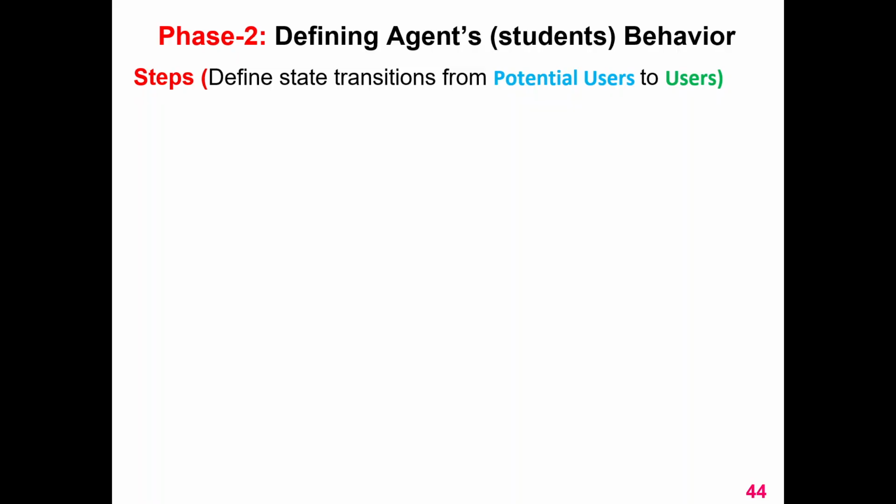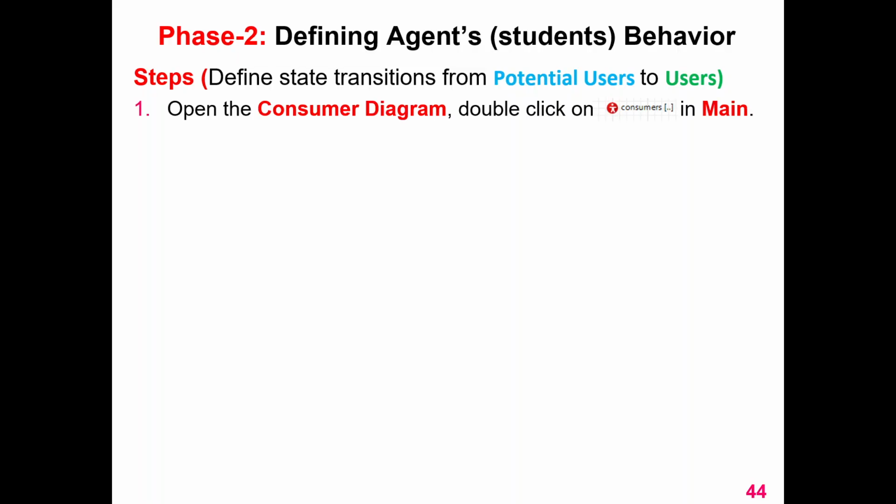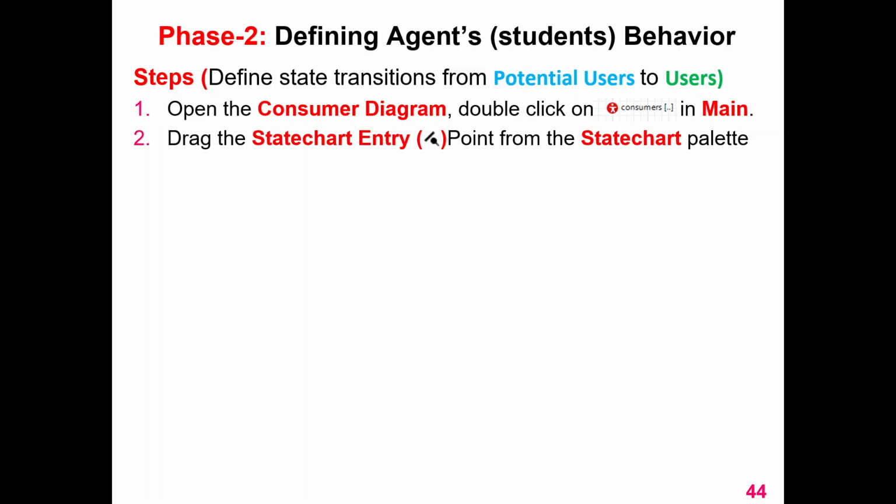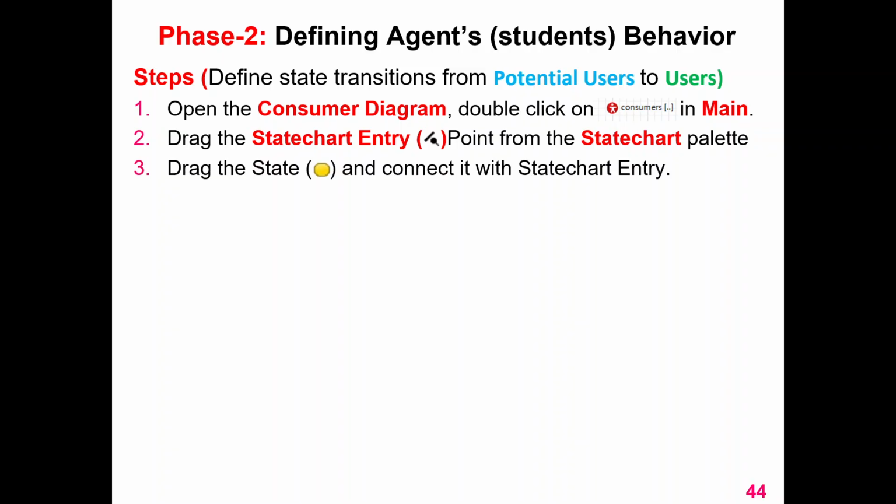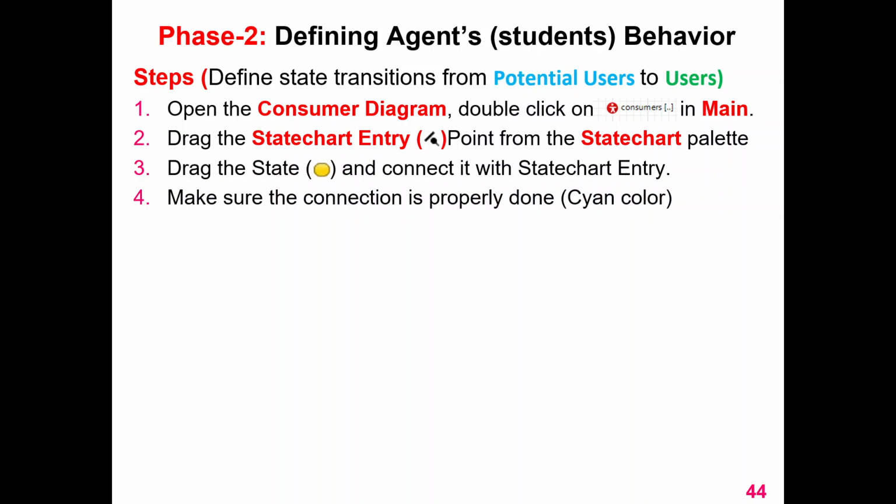These are the steps for defining a state from potential user to user. We will open the consumer diagram by double clicking the main, and because the state chart starts with an entry point, first we will drag an entry point, then drag a state, and make sure that the entry point and state are properly connected. If it's properly done, the connection becomes a light sky blue color.